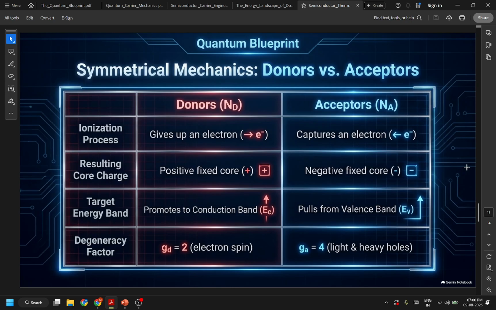So the donors give up an electron, acceptors capture an electron. Donors have fixed positive charge, acceptors have fixed negative charge. Donors promote electrons to the conduction band, acceptors pull from the valence band. Donors have degeneracy factor Gd equals 2, for electron spin. Acceptors have degeneracy factor 4, 2 from light holes and 2 from heavy holes.